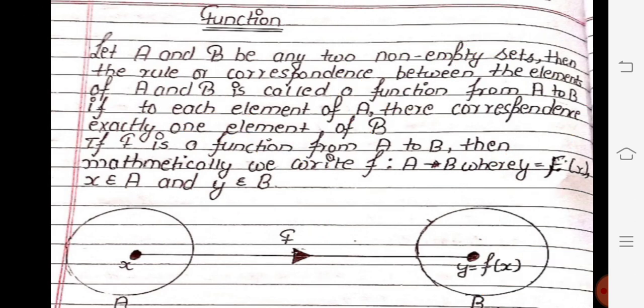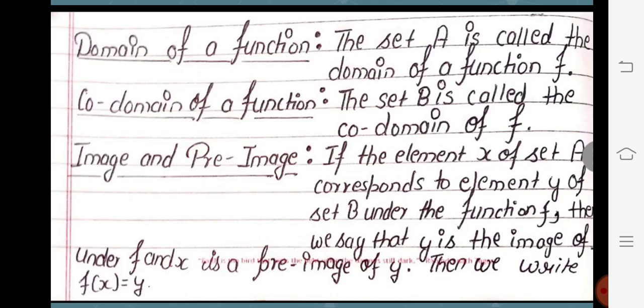Now the next topic. All these things we studied in class 11th also, so I am not giving so much focus on this, just introducing. Now next topic is domain of the function. If f is a function from A to B, then set A is called the domain of the function f. Codomain of the function: the set B is called the codomain of the function f.